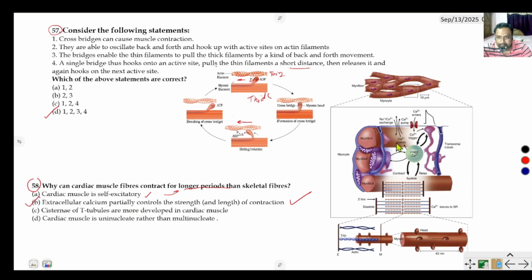System of T tubules, that is the transverse tubules, are more developed in cardiac muscle. Maybe the T tubules are more developed and increase the release of calcium ions into the cardiac muscle, but this is not directly related to the longer period of contraction. Cardiac muscle is uninucleate rather than multinucleate. Cardiac muscle is uninucleate, but this characteristic does not represent the longer period of contraction. So the correct option is B. Extracellular calcium partially controls the strength and length of contraction.